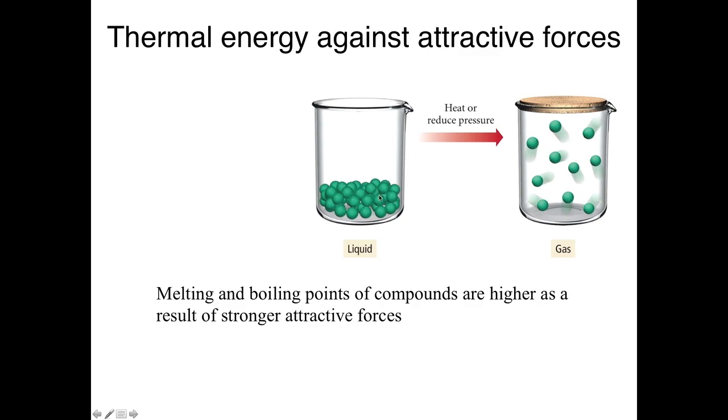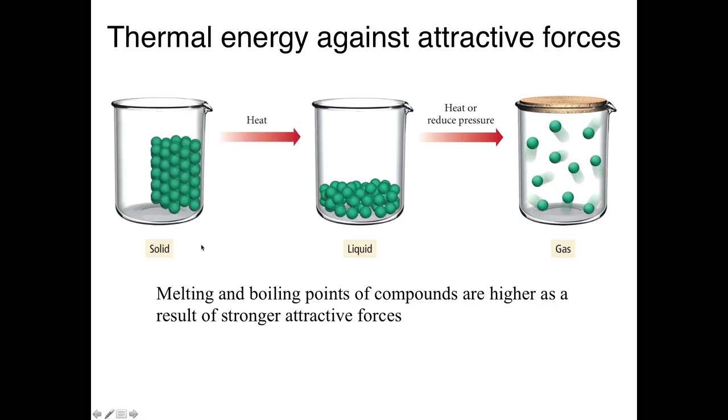If you have a high attraction to each other, you would need a lot of energy to break away to become a gas. If the molecules have high attraction to each other, you would have a higher boiling point. If they have a lower attraction to each other, they will have a lower boiling point. Same thing from going from solid to liquid. If they have a high attraction to each other, you would need a lot of energy, so higher melting point. If you have low attraction to each other, you would need lower heat, lower melting point.